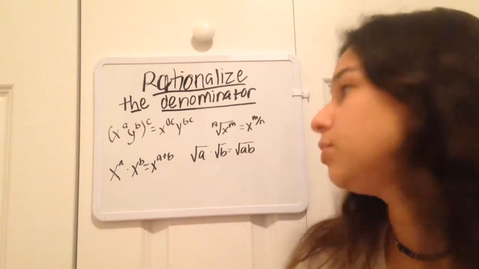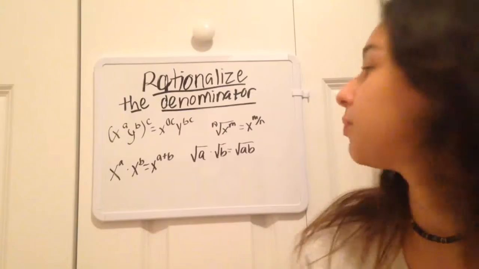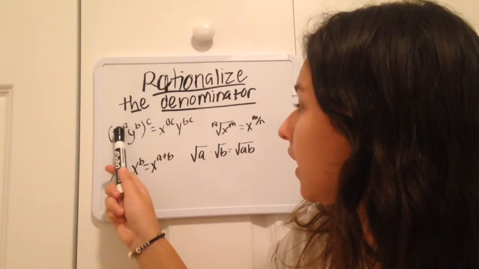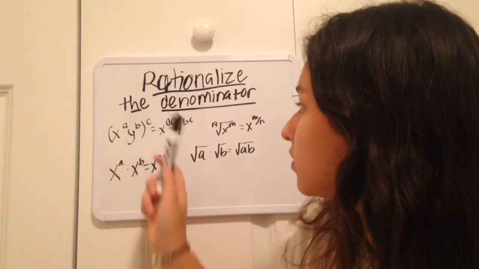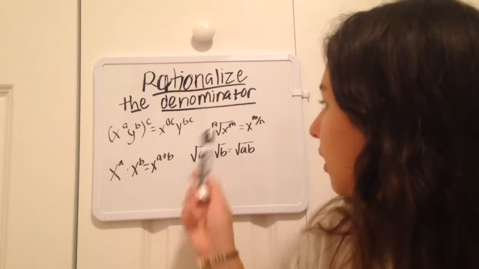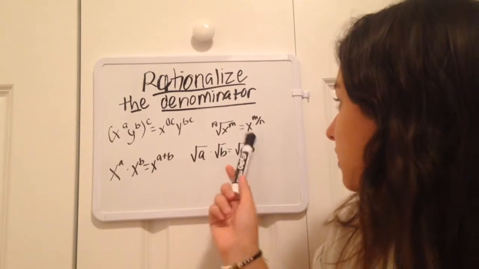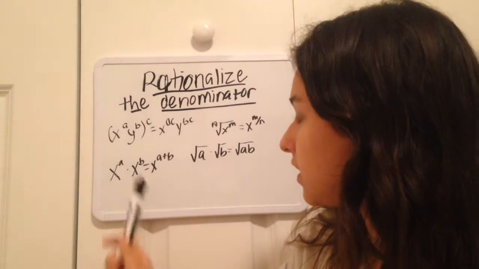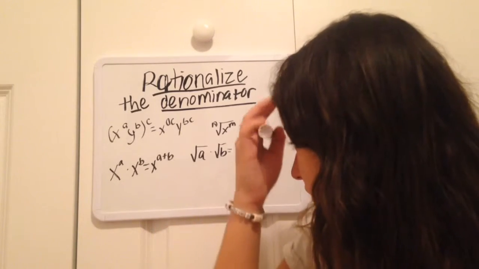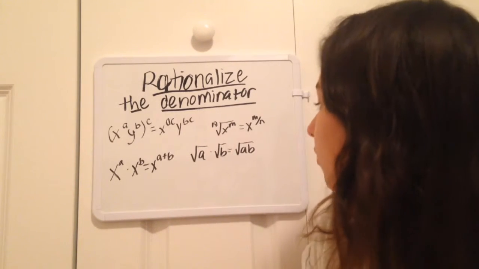In this video, we are going to be talking about rationalizing the denominator, which is basically getting rid of the root. Some helpful rules can be (x^a · y^b)^c equals x^(ac) · y^(bc). The nth root of x^m equals x^(m/n). x^a times x^b equals x^(a+b). And radical a times radical b would equal radical ab.